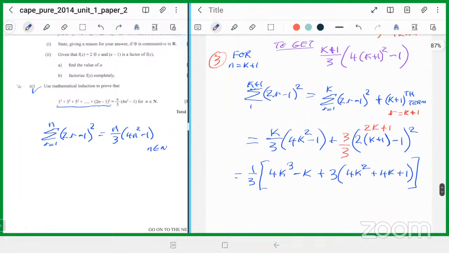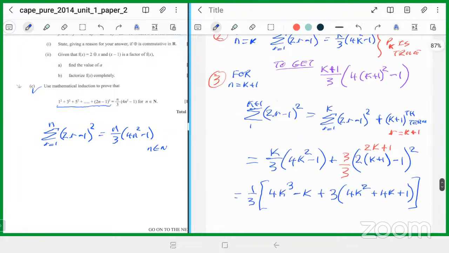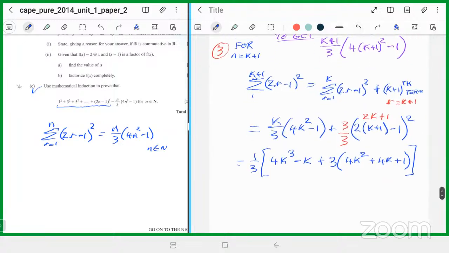Let's go further and expand this out and put it as a cubic function that we're going to have to factorize a k plus 1 out of. So this then becomes a third still out here into. So this is my only cube term, so I'm going to write it as 4k cubed. And then now looking for my k squared term, this 3 times 4k squared is going to give me a k squared term. That is 12k squared.